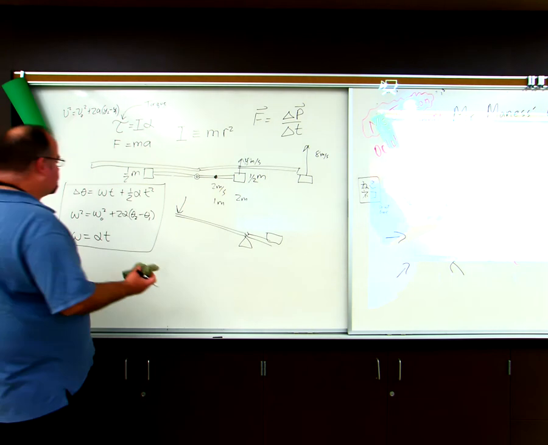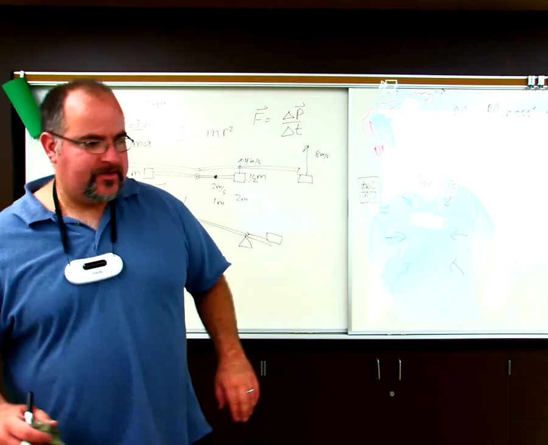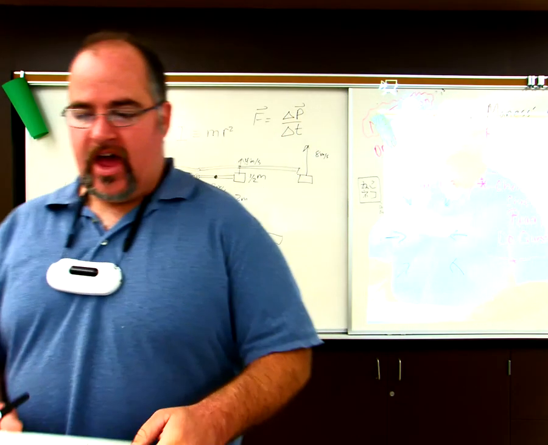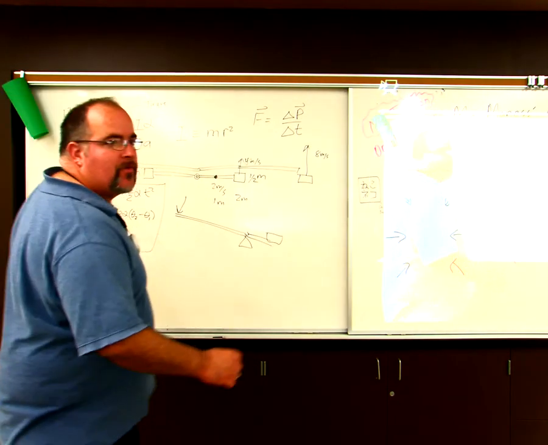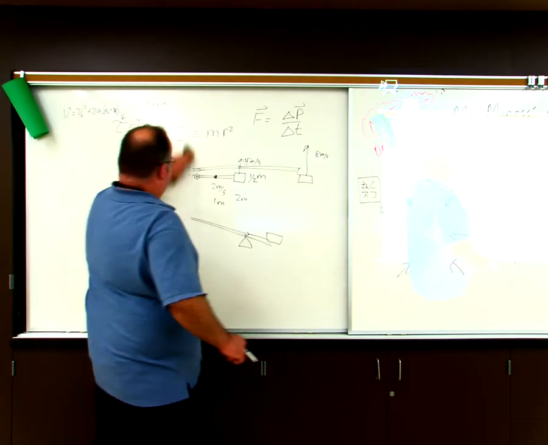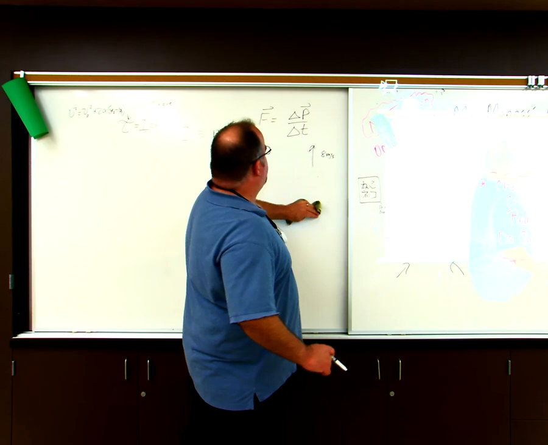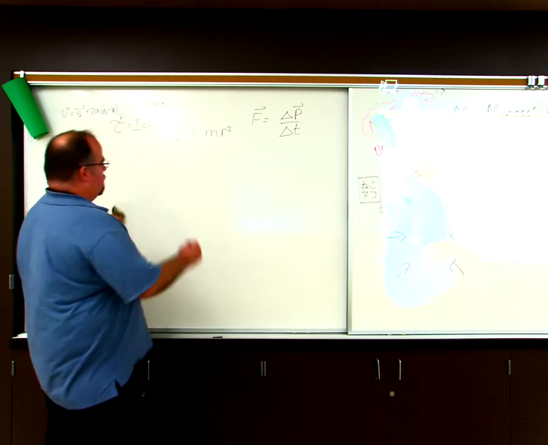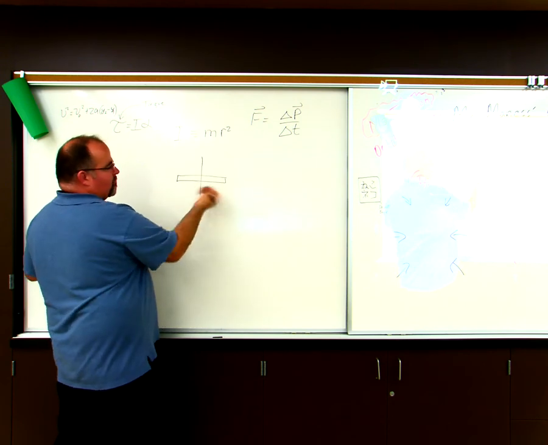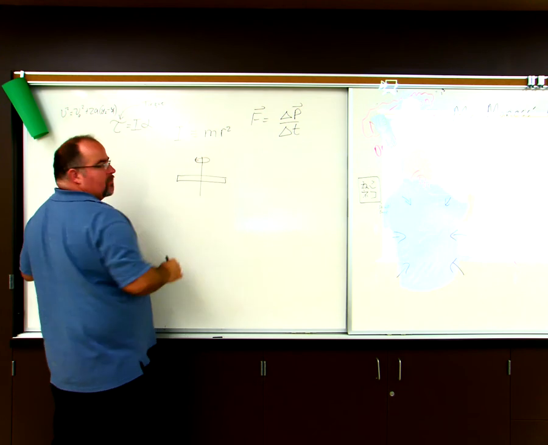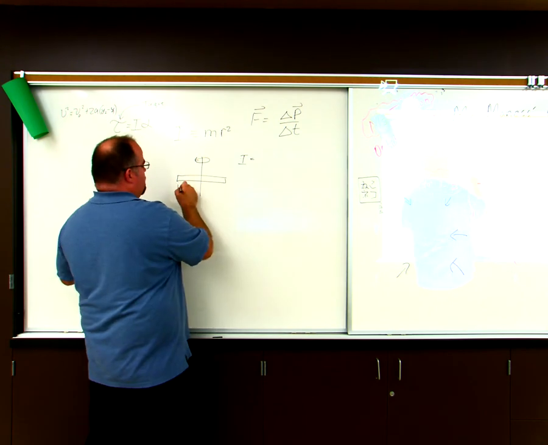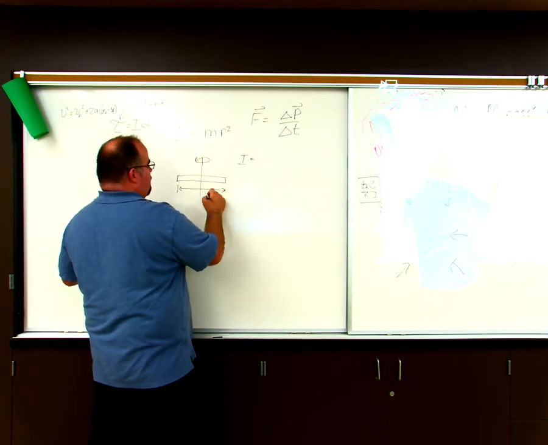Okay, wait, hold on. Now we gotta talk about different shapes. Like, if you have a stick, I'm gonna erase this. If I have a rod with an axis through it and it's rotating around this, the I is equal to its length. And this is uniform mass.